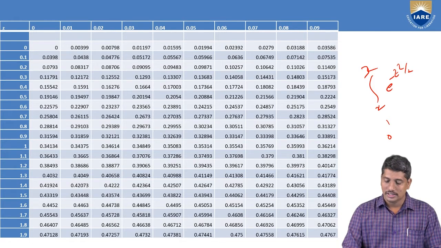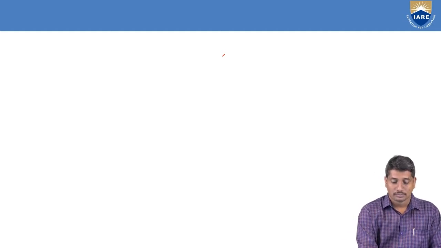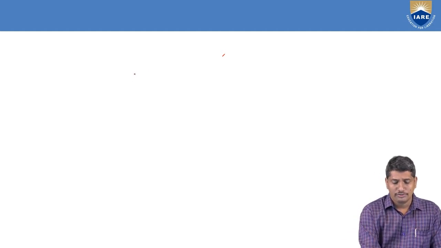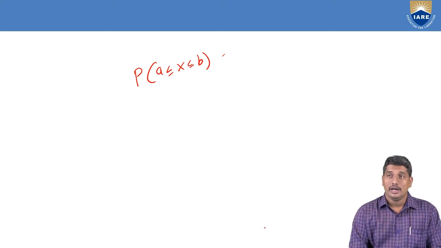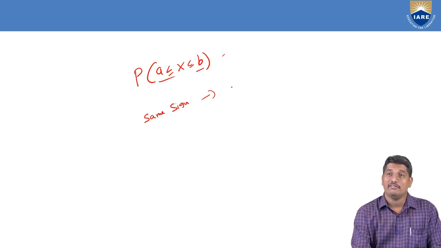Now let us come to the next part of the formula. When you want to calculate a less than or equal to x less than or equal to b, and if a and b are of the same sign, then you will apply one kind of formula by using normal tables.